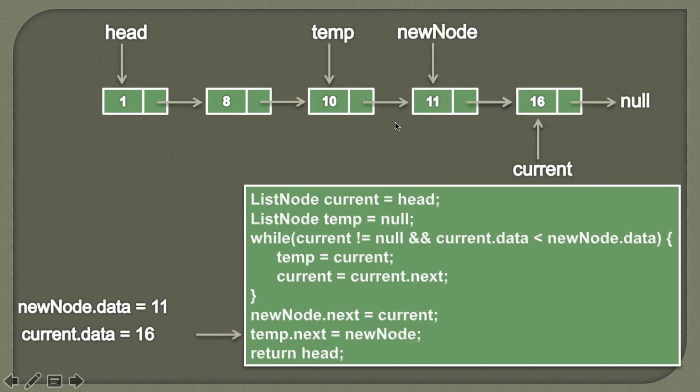So you see, we have inserted 11 just between 10 and 16. And also after insert, the linked list has maintained its sorted order. Therefore, we'll simply return the head. So friends, this was the demonstration of the algorithm. Now let's go to Eclipse and see the working code.